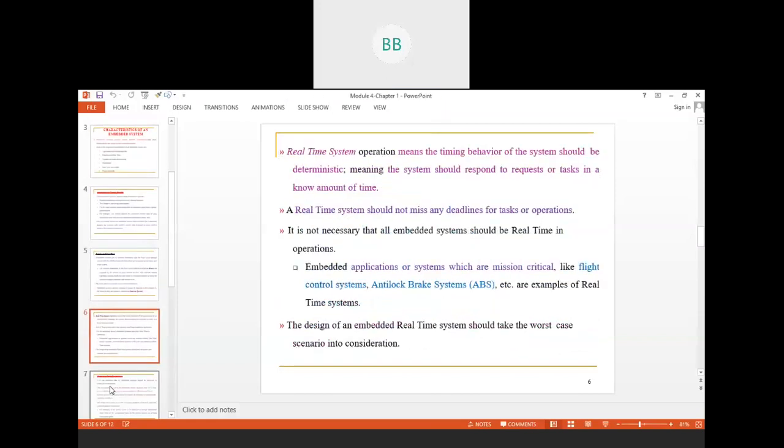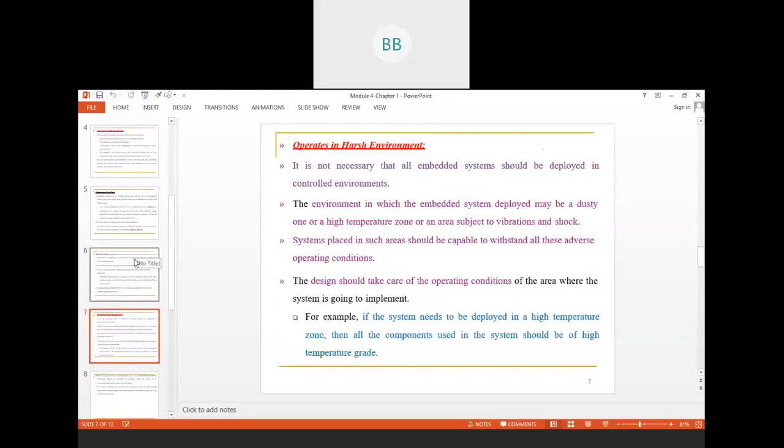The next characteristic is that the embedded system should operate even in harsh environments. Whatever may be the type of the environment, the system that you have deployed should work. Whether it is a dusty environment, a high temperature region or a cold region, or the environment may be subject to frequent vibrations and shocks. Whatever it is, the components that make up the embedded system should be able to absorb these vibrations and shocks and operate according to the conditions.